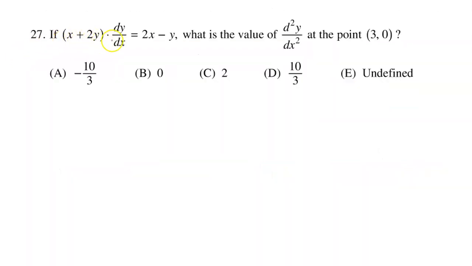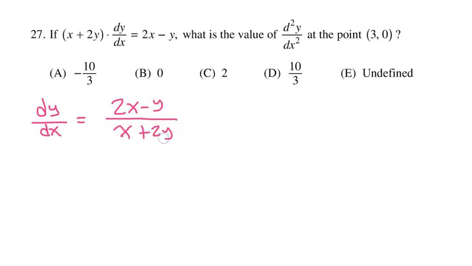If x plus 2y times dy dx equals 2x minus y, what is the value of the second derivative at the point 3, 0? We can find the second derivative by taking the derivative of the first derivative. So let's get dy dx by itself. Dy dx equals, dividing both sides by x plus 2y, we have 2x minus y over x plus 2y.